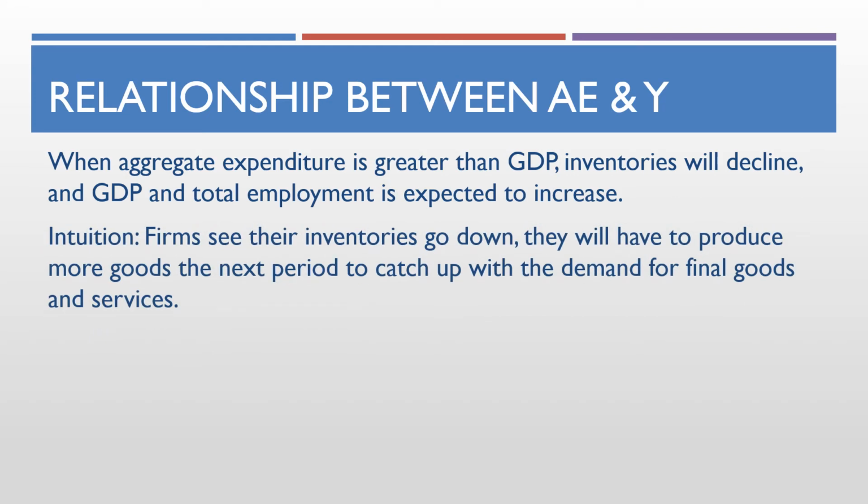So the intuition is that when the firm sees the inventory going down, they will have to produce more goods in the next period so that they can catch up with the demand for final goods and services in the economy.